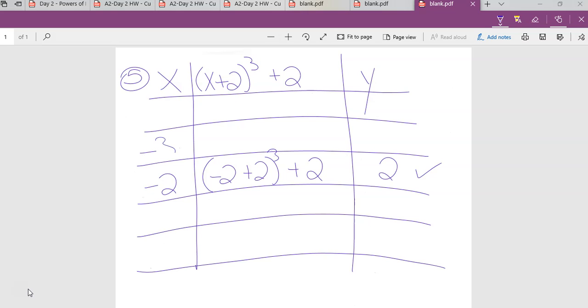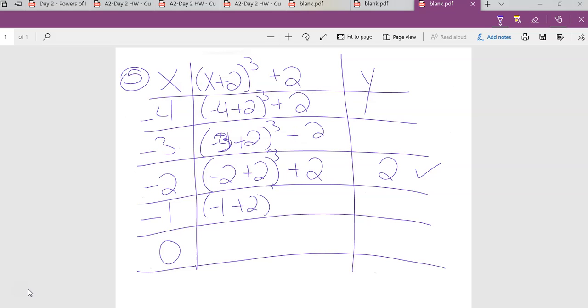I'll pick the two numbers that came before it, negative 3 and negative 4, and the two numbers that come after it, negative 1 and 0. Each one of these numbers will take a turn in the function machine, or in other words, your calculator. Negative 3 plus 2 to the third power, plus 2 at the end; negative 1 plus 2 to the third power, plus 2; and 0 plus 2 to the third power, plus 2. So let's get each one of these values.